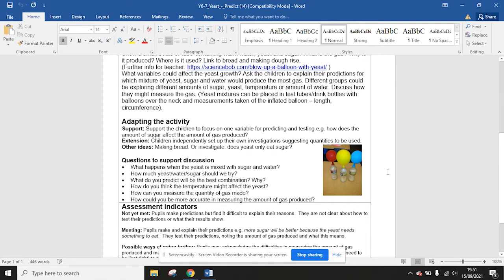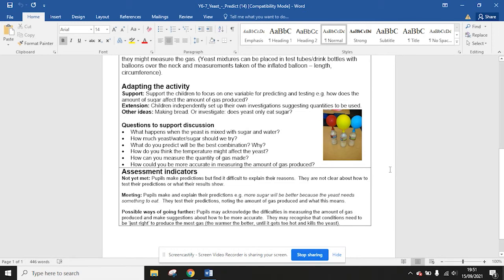So there was plenty of information on the activities, how to adapt it, the questions I could use to support, and then very importantly at the bottom, there were assessment indicators, so I would know at the end of the lesson how well my class had met the assessment.